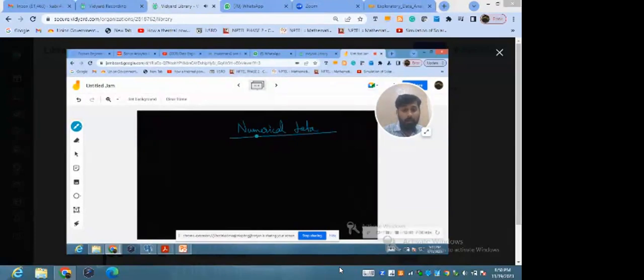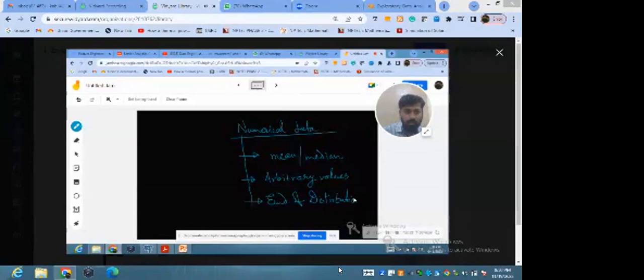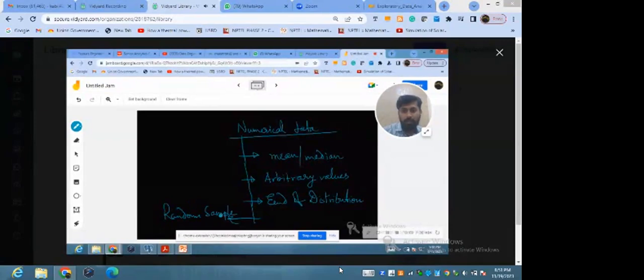Okay, again, let me complete it. Numerical data handling could be done when we impute the values with the help of mean or median of the same column. There are other ways. We also go for arbitrary values. There's one more, a very statistical approach, called end of distribution. And there's one more, not as popular but effective, called random sample imputation.